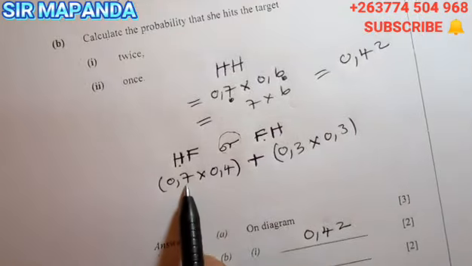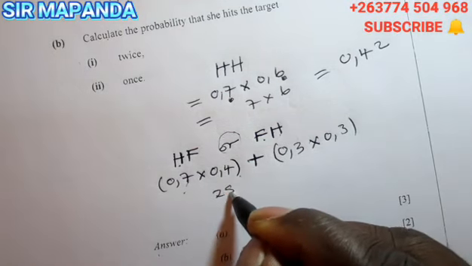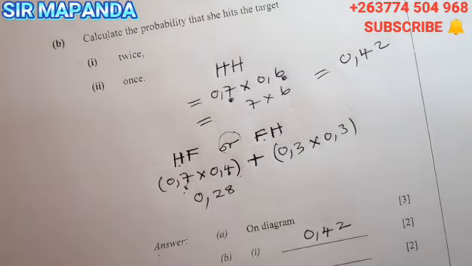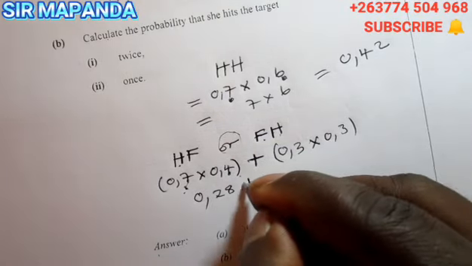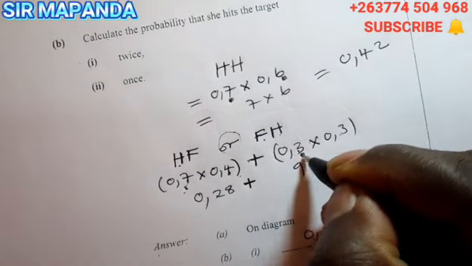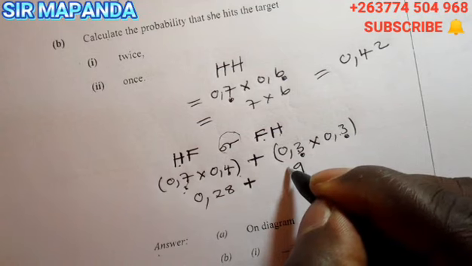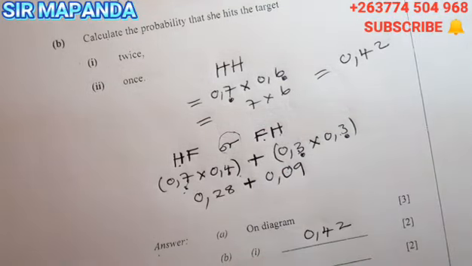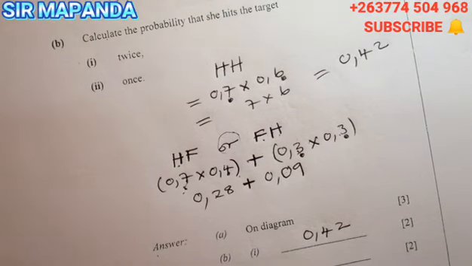So 0.7 times 0.4. 7 times 4, you start by getting 28, but you need to present your answer to 2 decimal places, so you get 0.28. Then you put a positive sign in between. 3 times 3, you get 9, but remember we have 2 decimal places, so this 9 must be substituted with a 0, so that we have 2 numbers after the comma. So 0.3 times 0.3, you don't get 0.9, but you get 0.09, so that you have 2 decimal places.